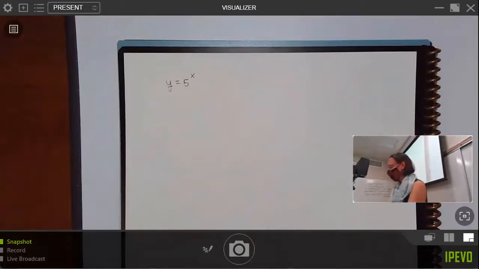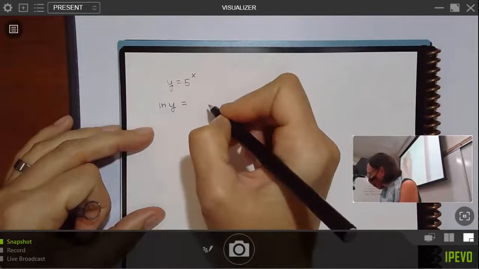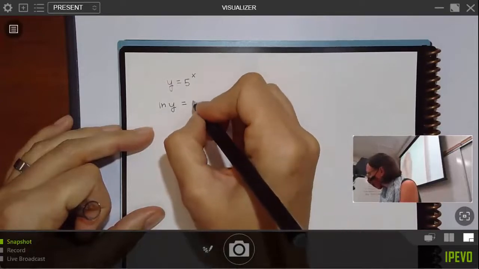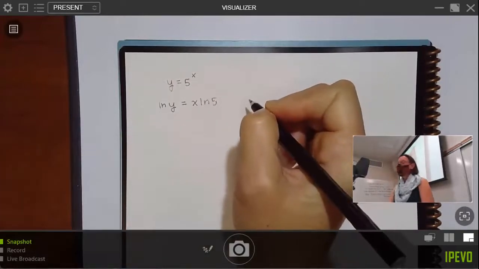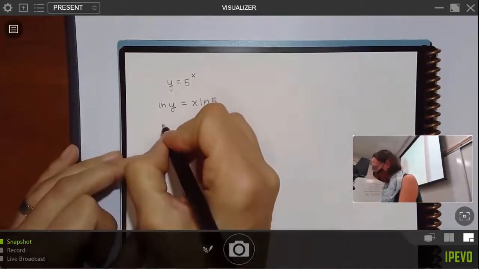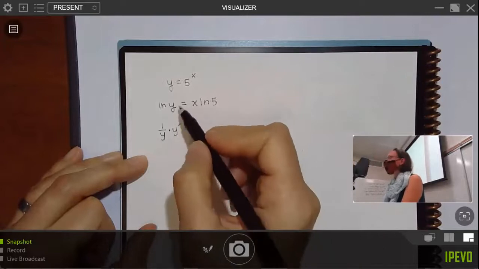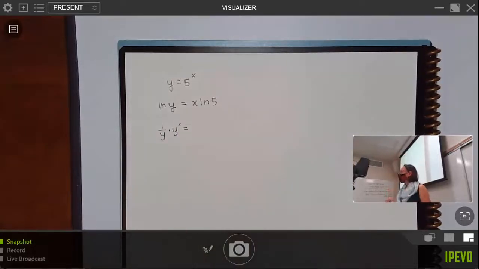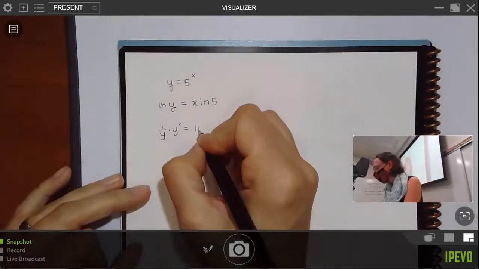So if I look at this and I take the natural log of both sides, then over here, I'm going to end up with x times natural log of 5. And then I can use implicit differentiation so that when I take the derivative of natural log of y, I get 1 over y times y prime. And when I take the derivative on the right-hand side, even though it feels like it's not, natural log of 5 is a constant. It's just a number. If you put it in your calculator, it spits out a number. So a number times x, when I take the derivative, will just be that number.